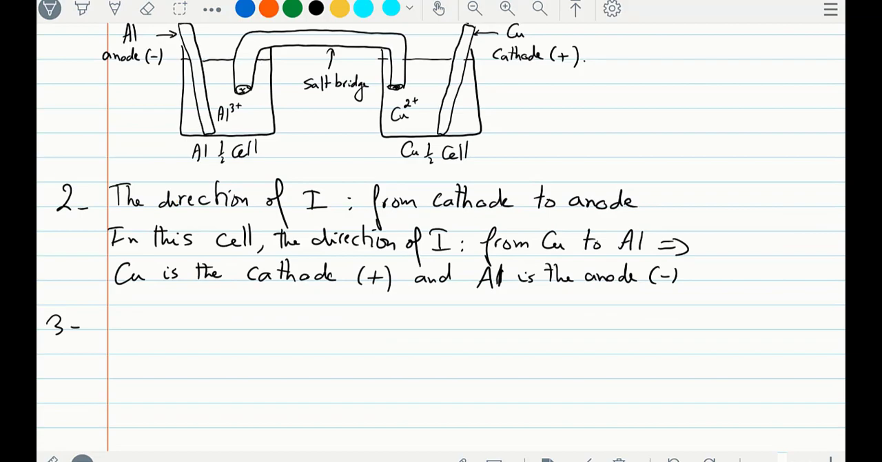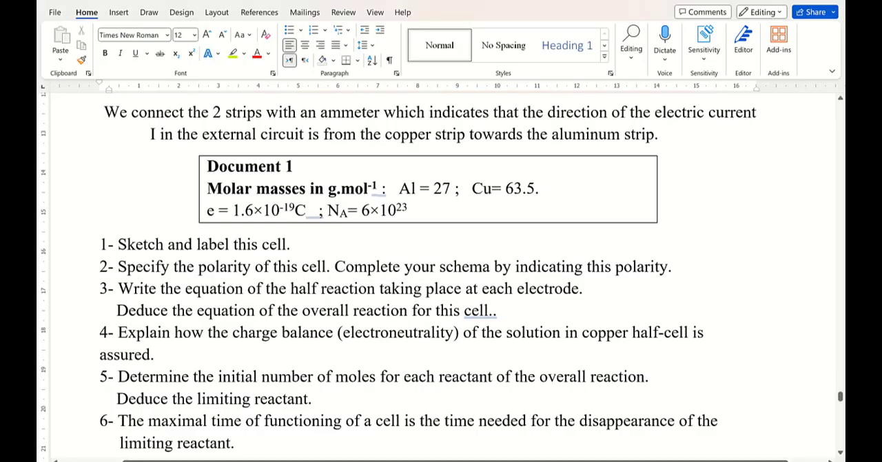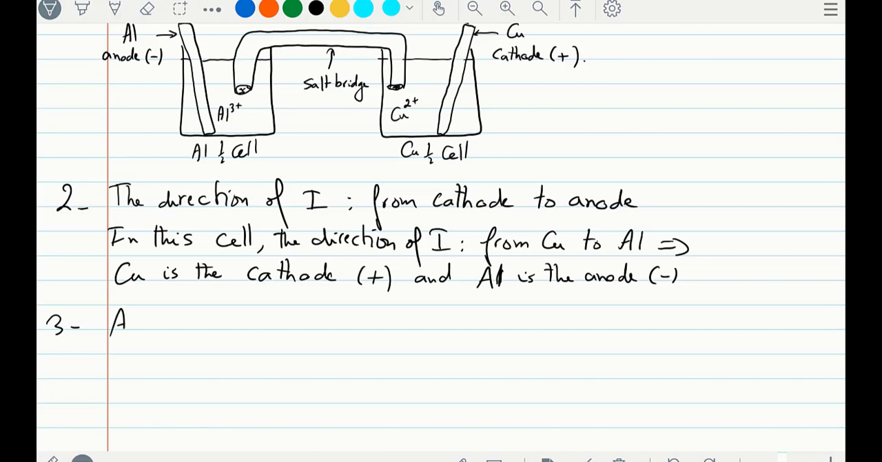3. Write the equation of the half reaction taking place at each electrode. Deduce the equation of the overall reaction. At anode, Al is transformed to Al3 plus. Al atom loses 3 electrons to become Al3 plus. It undergoes oxidation. This is the oxidation half reaction.